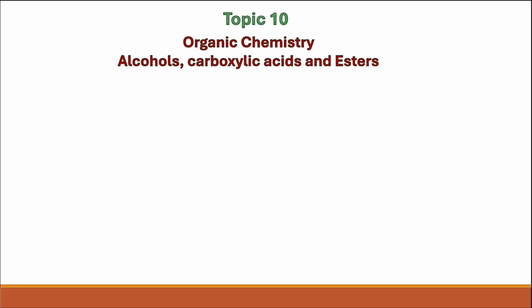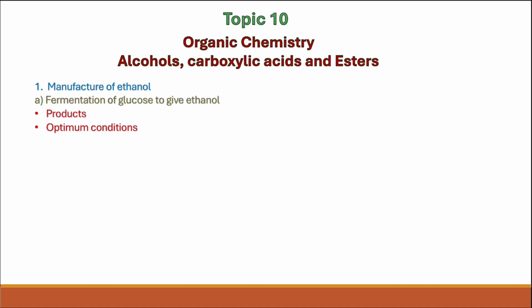Organic chemistry. So organic chemistry in paper two is about alcohols, carboxylic acids, esters, and condensation polymers. So first of all, the alcohols. When it comes to alcohol, they will tend to ask you about the manufacture of ethanol. So remember the two different methods for manufacturing of ethanol. The first one, fermentation of glucose to give the ethanol. They may ask you about the products and the optimum conditions.